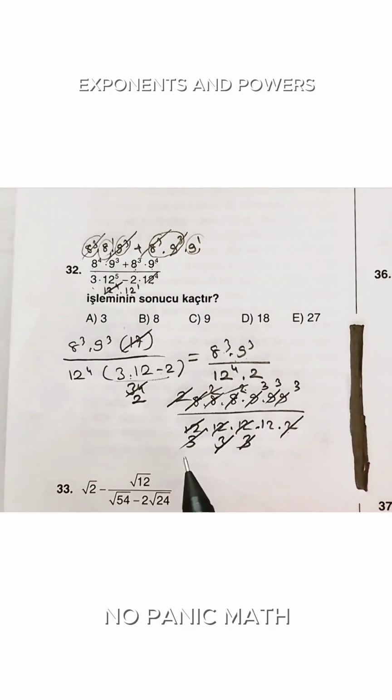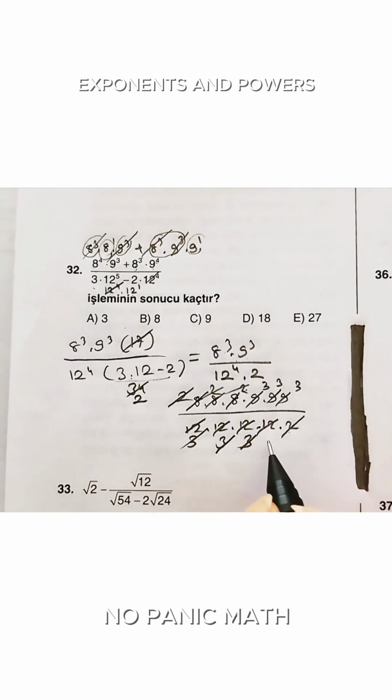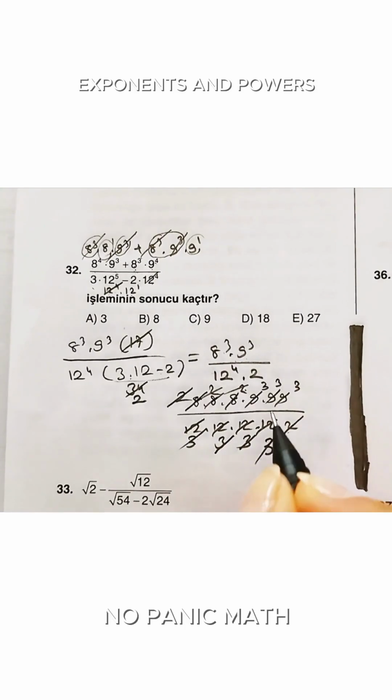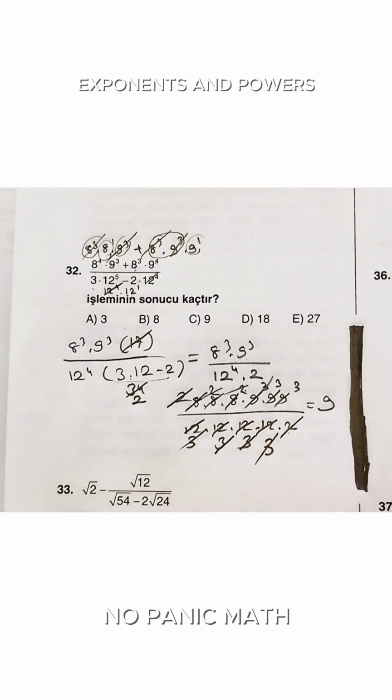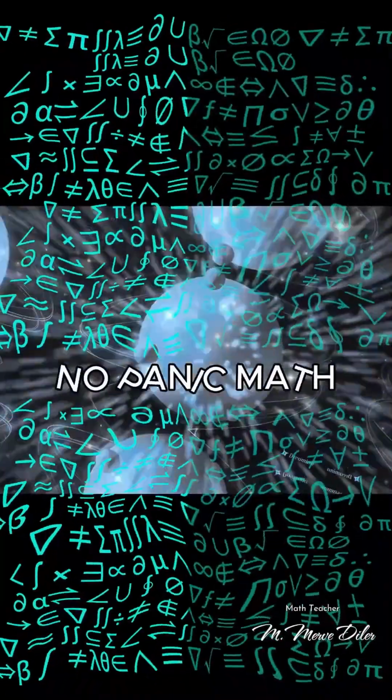Now, there are 2 2's here, friends. 2 times 2 is 4. If you simplify 4 with 12, you'll get 3. And one of the 3's here will also simplify with this one. So, 3 times 3 will be 9. Like I said, from here on out, you can do whatever you want. This is how I did it. You can solve it however you like.